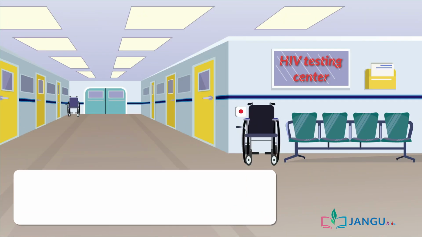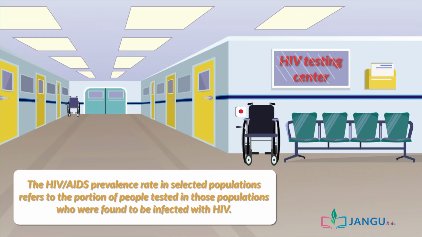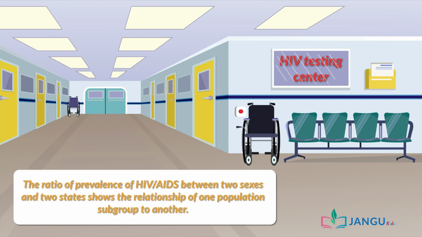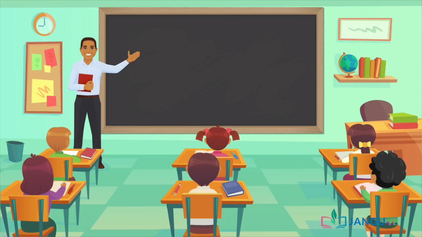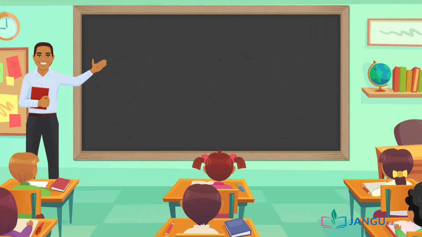Let's begin. The HIV AIDS prevalence rate in selected populations refers to the portion of people tested in those populations who were found to be infected with HIV. The ratio of prevalence of HIV AIDS between two sexes and two states shows the relationship of one population subgroup to another. Let's see what this means with some examples.